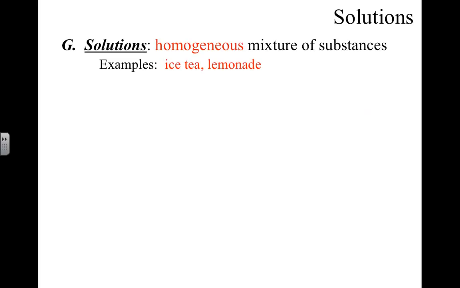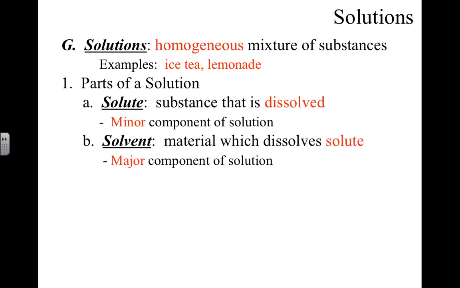Solutions. Solutions are homogeneous mixtures of substances, for example, iced tea or lemonade. They have two parts to them. There's a solute and there's a solvent. The solute is the piece that dissolves, it hides. The solvent is the piece that makes it dissolve. So it's considered the major component of the solution.